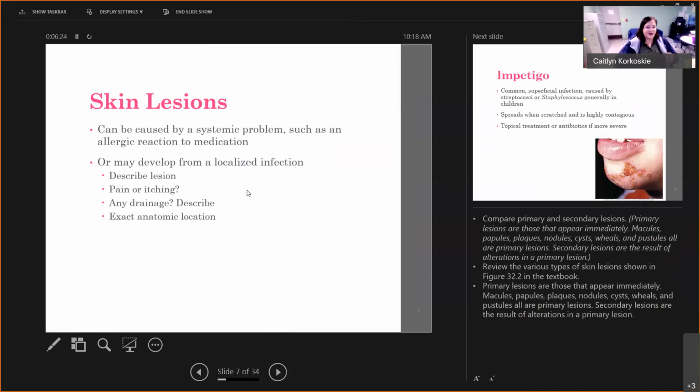Okay, anyways. But yeah, I also ask them, along with these different symptoms, how long it's been there, like when they first noticed it.